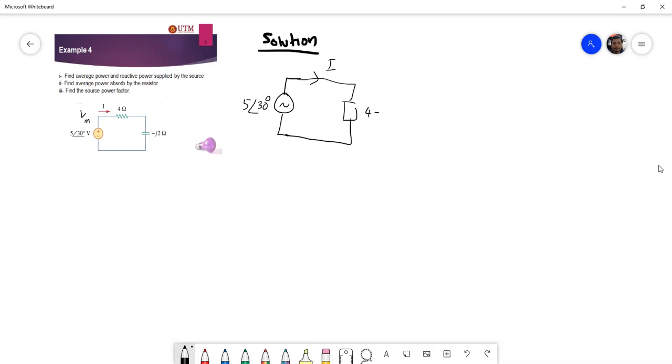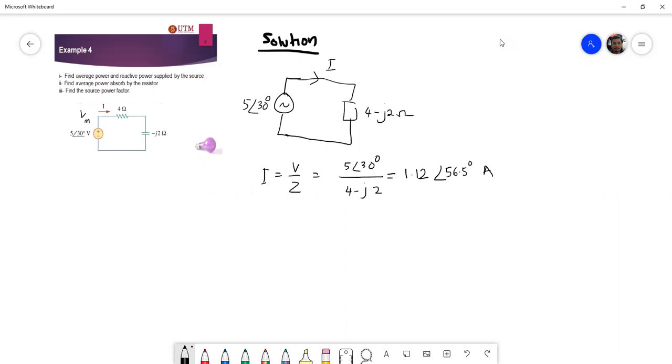The impedance is 4 minus j2 ohm. Very straightforward: using I equals V over Z, V is 5 at an angle of 30 degrees, and your Z is 4 minus j2, which will give you the answer of 1.12 with an angle of 56.5 degrees ampere.